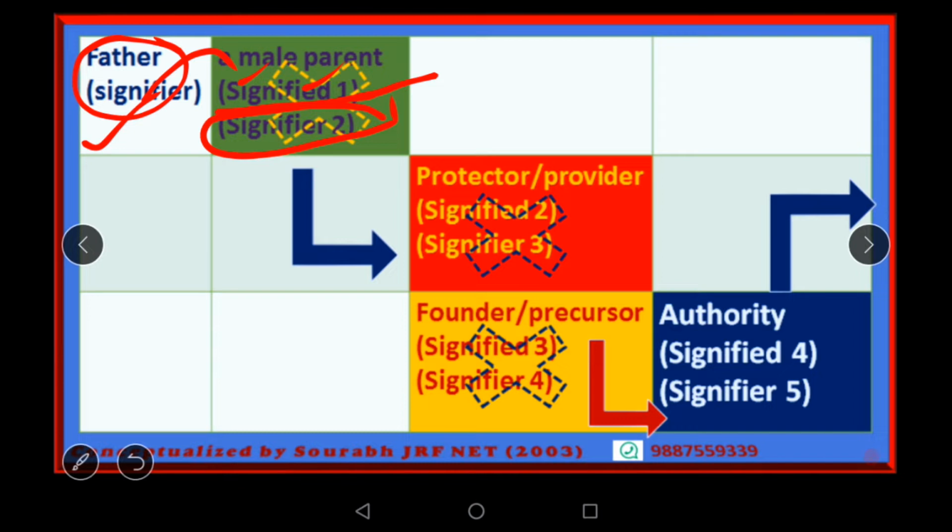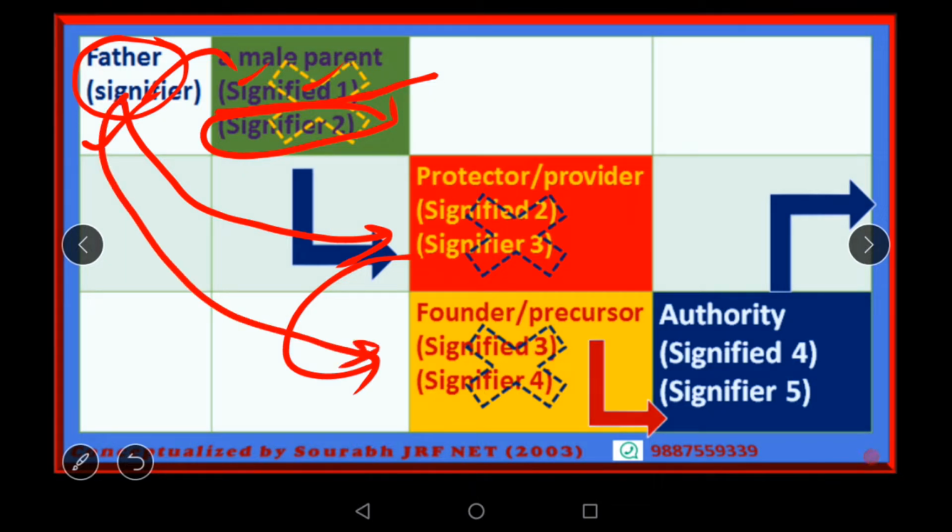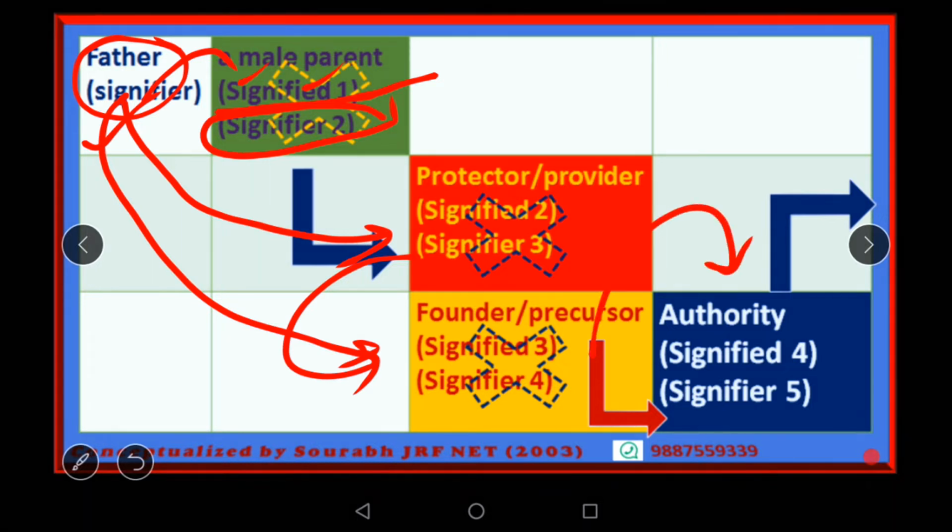So we move forward and find father can also be used in a general sense of protector or provider. Now in this sense, male parent becomes a kind of signifier and protector becomes its signified, or we can say it is signifier and this is also signified. Once again, provider or protector can become itself a signifier and then take us to another signified, that is founder or precursor. Carrying forward this way, we can have authority.